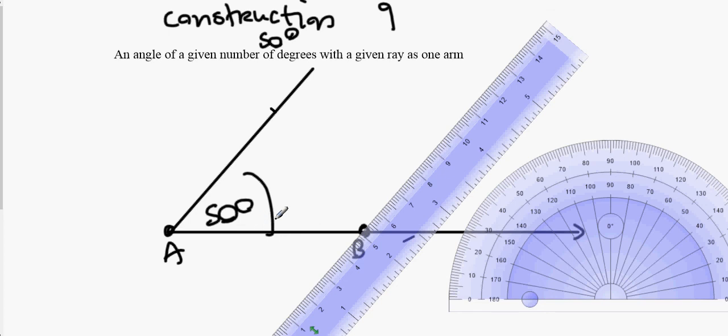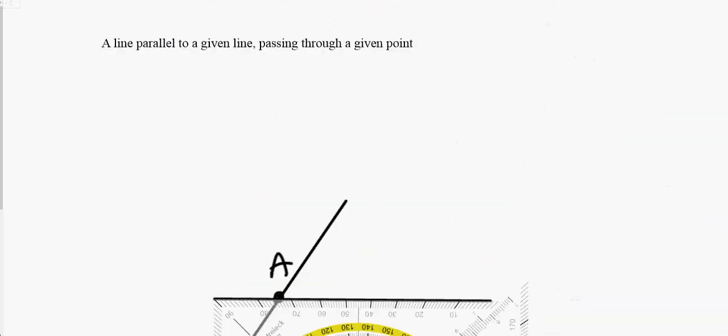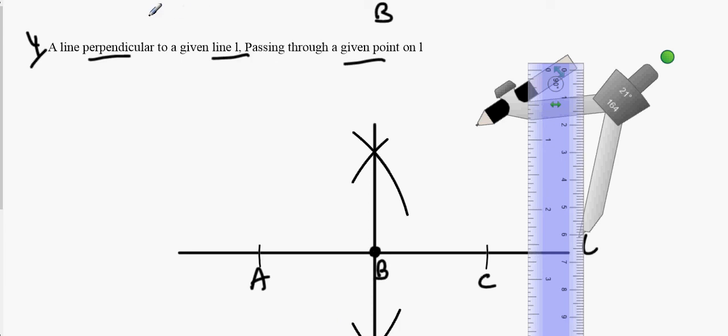And that's the first couple of constructions we've done. So we've done construction 9, construction 8, construction 6. This one here is construction 5. Using the set squares, this is also construction 4. So we've got a good few of the constructions done.